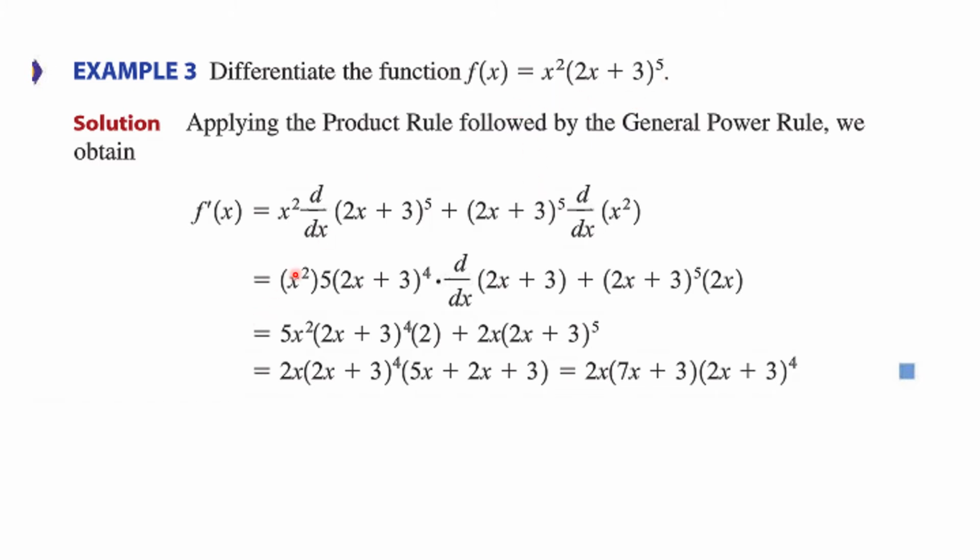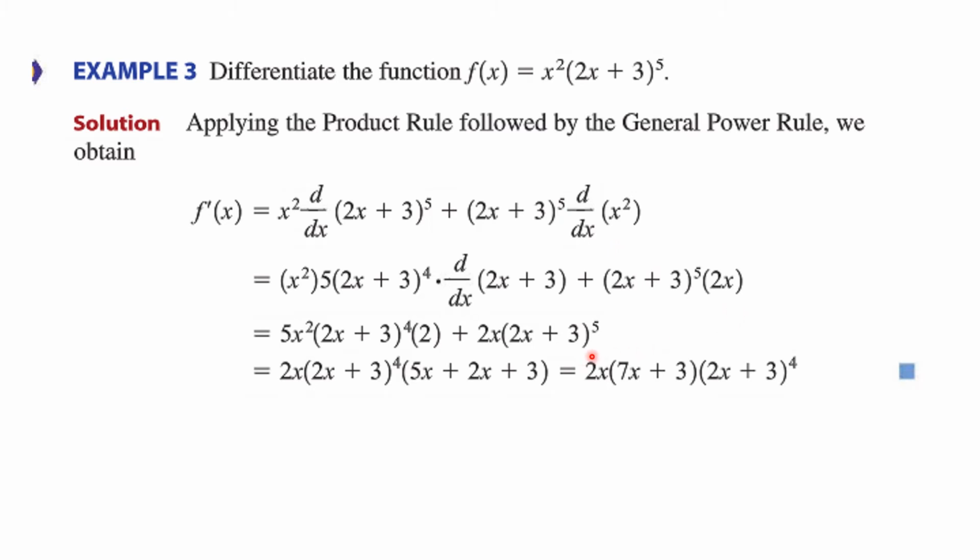So here's the function. We're going to take the derivative, so it's going to be the first function times the derivative of the second, plus the second function times the derivative of the first. So that's just x squared. When I take the derivative of this, it's going to be, taking the derivative of (2x + 3) to the fifth, that's going to be 5 times all of this business to the fourth, times the derivative of what's inside. Plus, then it's going to be (2x + 3) to the fifth, times the derivative of x squared, which is 2x.